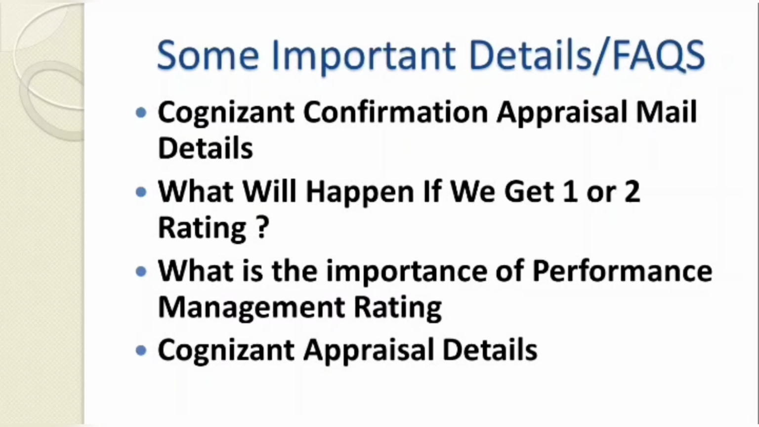What is the importance of the performance management rating? As you all know, if you get a 3, 4, or 5 rating, you will get a good hike. So for the hike, this performance management rating is important. 3 is the average rating. We have made a complete video on how much hike you will get for which rating, and on Cognizant appraisal details, how Cognizant gives a hike and on what basis. The link will be provided in the description.